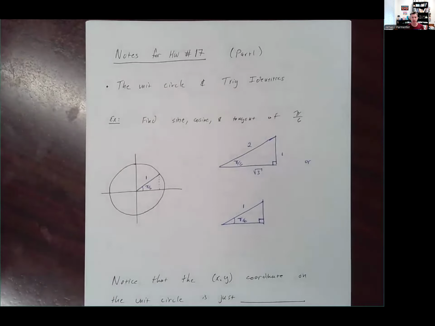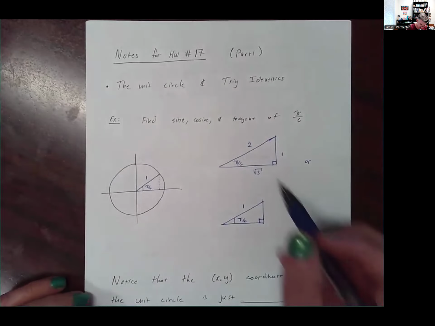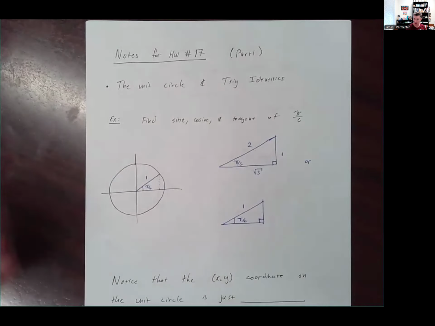It's called Trig Identities, but I think the more appropriate title is the unit circle and trig identities. So we're going to talk about the unit circle for a minute here. And we're going to do this by talking about finding sine, cosine, and tangent of pi over 6 radians. So the idea here is that for pi over 6 radians, which is one of our special angles, we could draw the special triangle. Right?